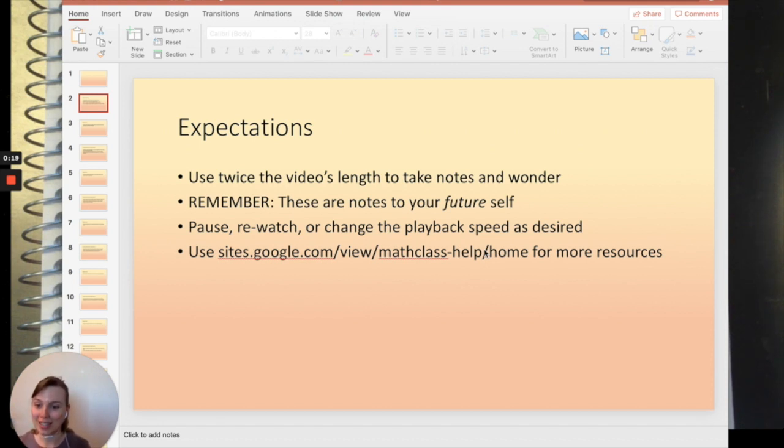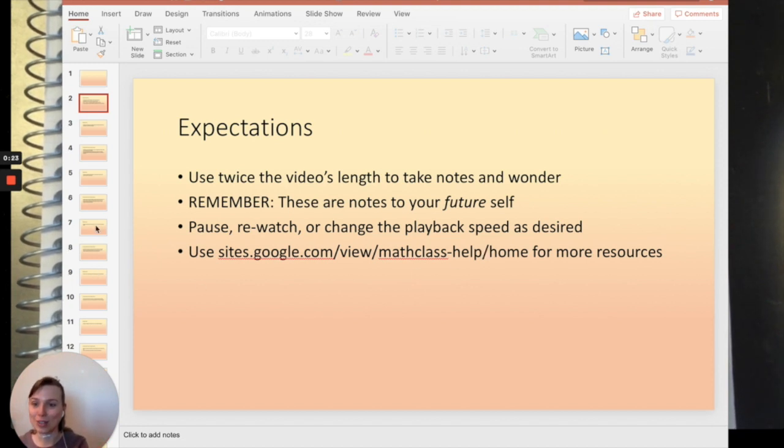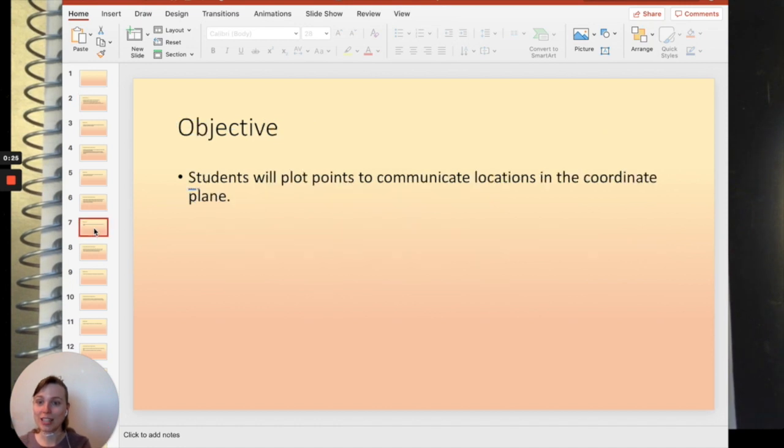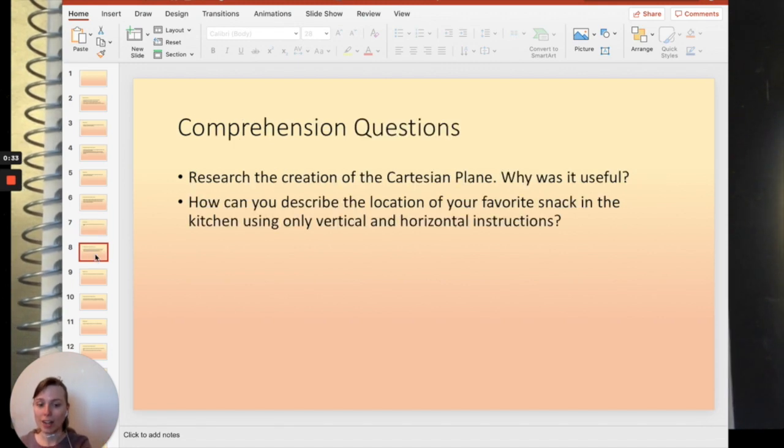Expectations, remember to use twice this video's length to take notes. Wonder, go use my site for extra resources. Today's objective is going to be plotting points so we can communicate distances and directions to get to certain locations on our coordinate plane. I'll set that up.